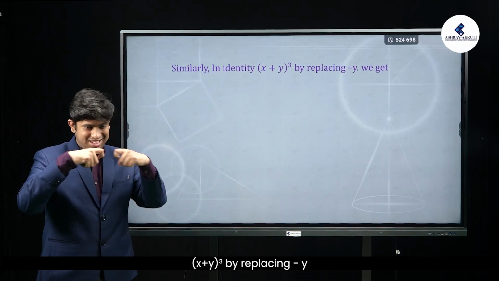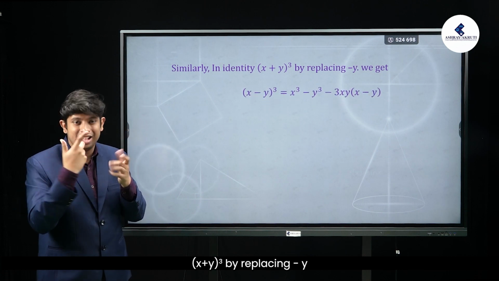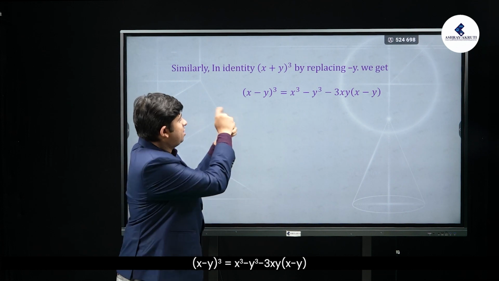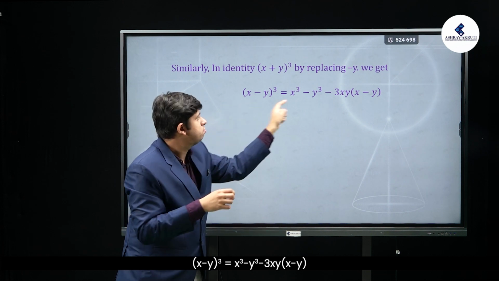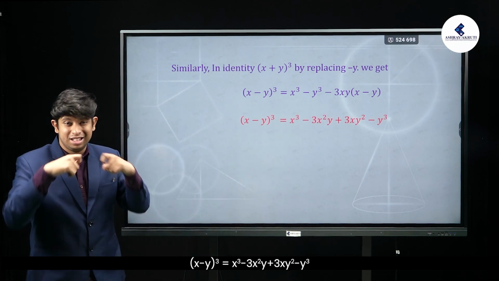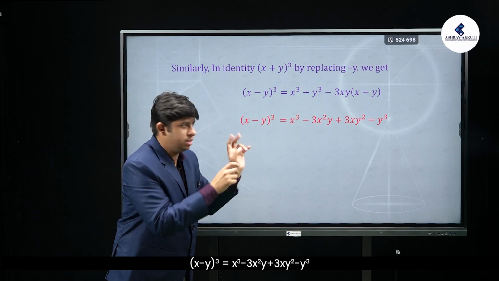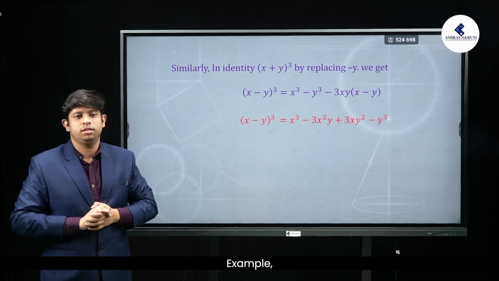Similarly, in the identity (x + y)³, by replacing y with minus y, we get (x − y)³ is equal to x³ − y³ − 3xy(x − y). (x − y)³ is equal to x³ − 3x²y + 3xy² − y³.